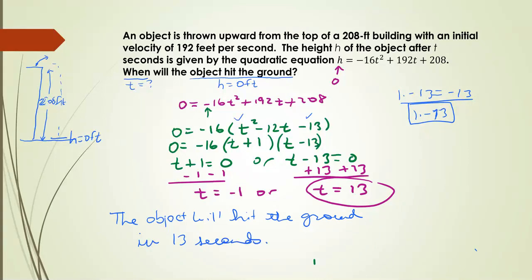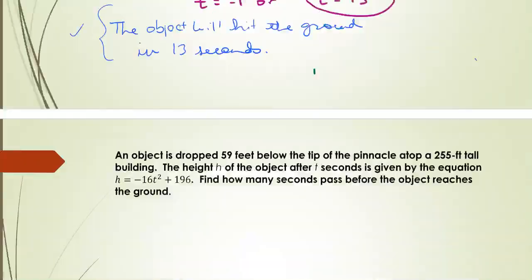So on these problems, you will make an equation, you're going to solve it, and then you're going to answer it. That's the expected number of steps in these types of word problems. So let's look at a second one.